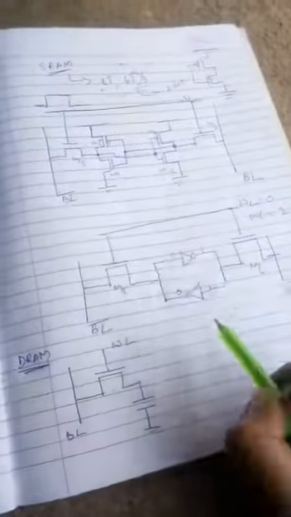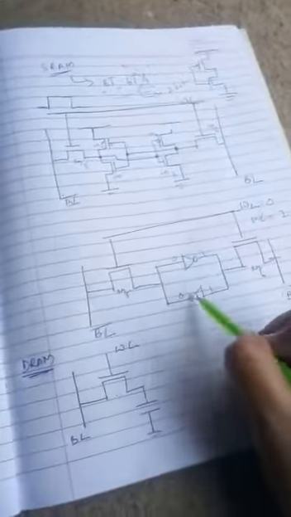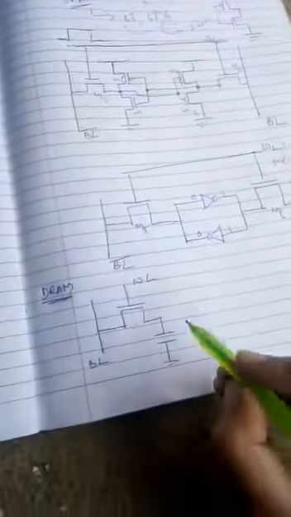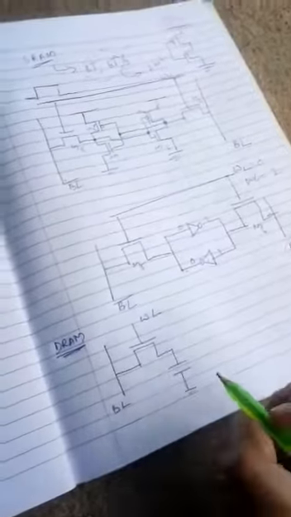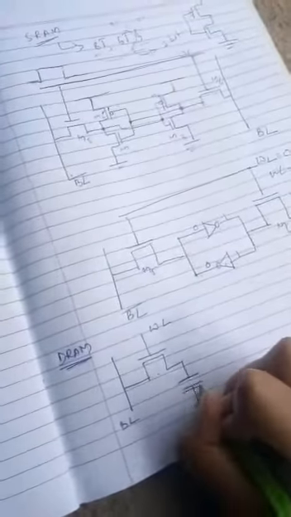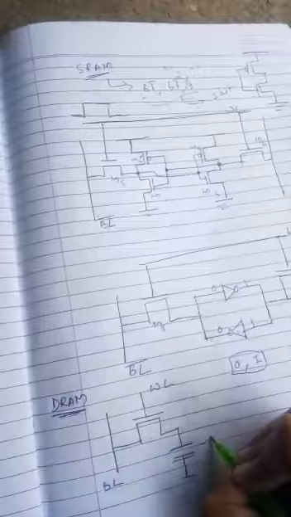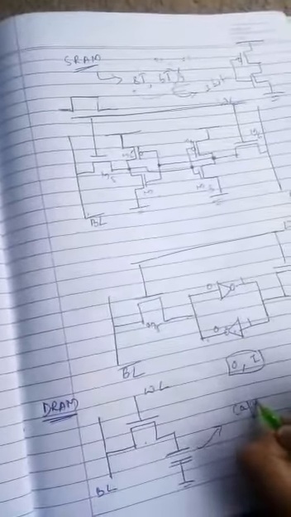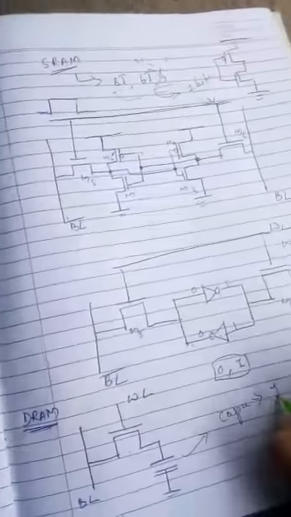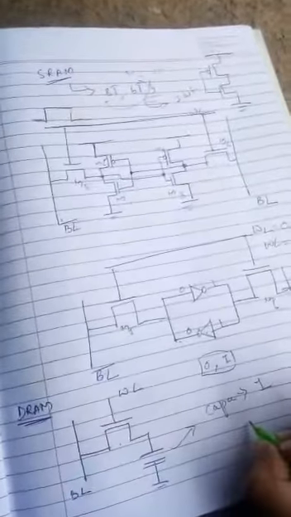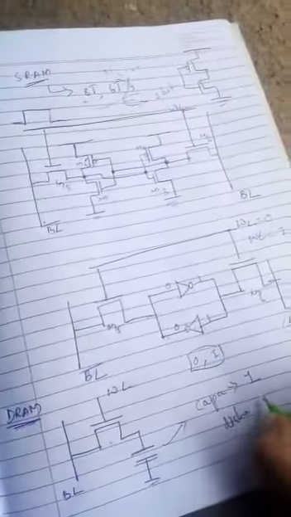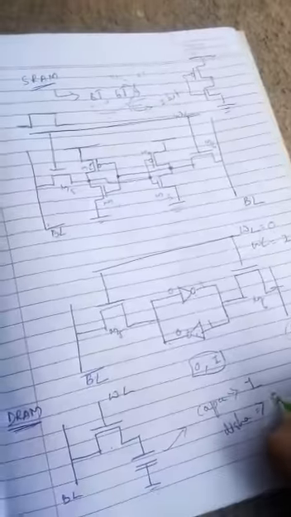Here in the SRAM we have seen that two NOT gates were acting as what? They were acting as a memory for storing purpose, whereas in this particular DRAM we are going to make use of what? Capacitor for storing the data. Either it will be storing 0 or else 1. If the capacitor is in the charged form, then it is acting as 1, and if it is in the discharged form, then we will say it is storing 0.